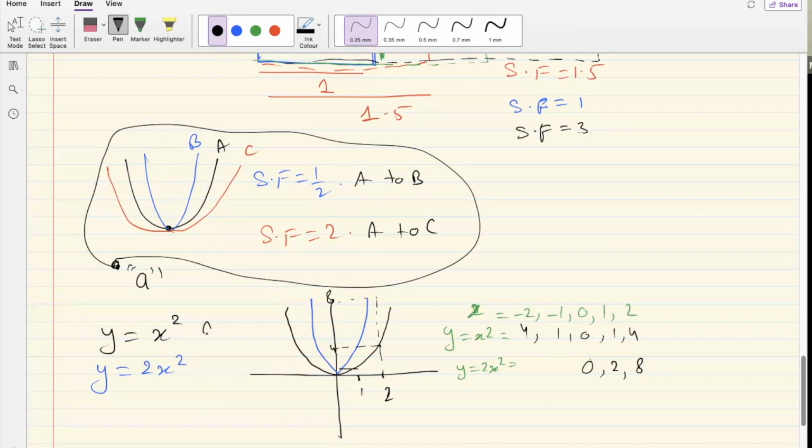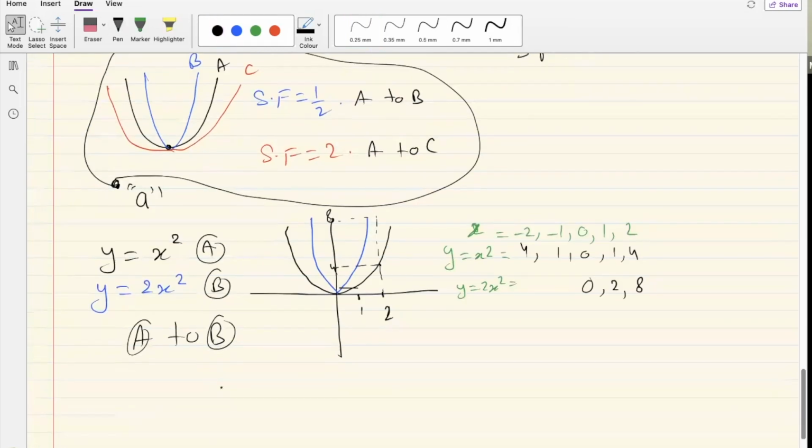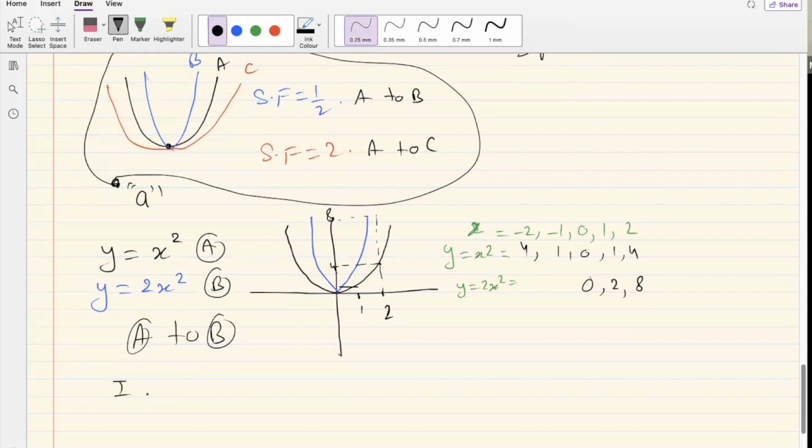So for this transformation, A to B, I can say it is a stretch of scale factor 1/2. Where is this 1/2 coming from? You can see it for yourself: y is equal to 2x squared. This is where the 1/2 is coming from.